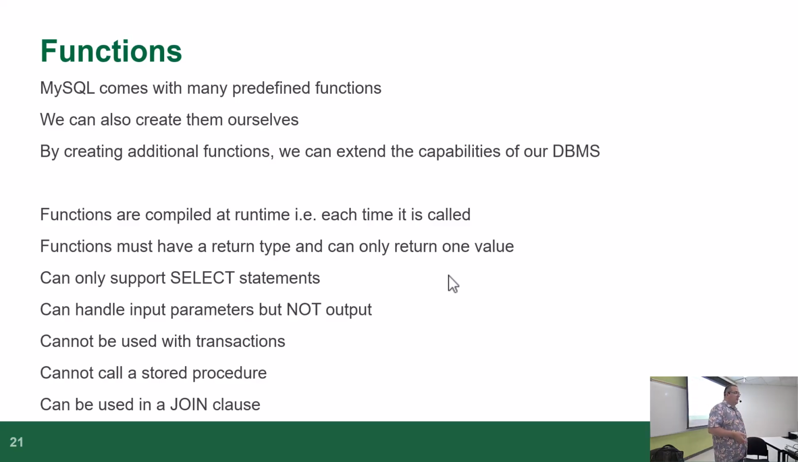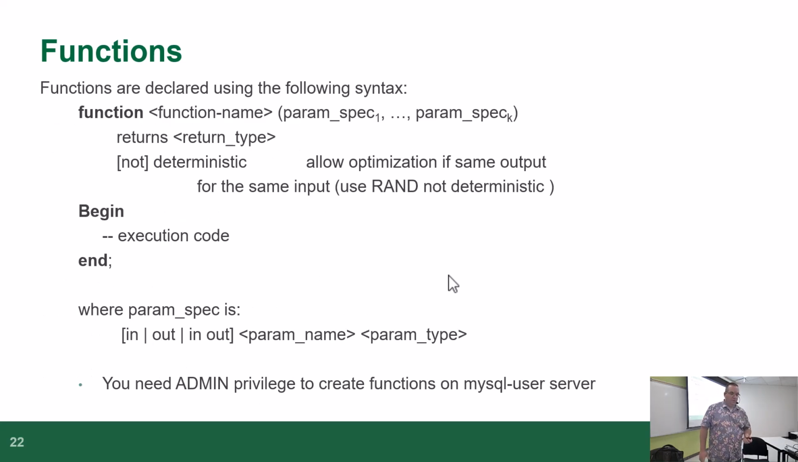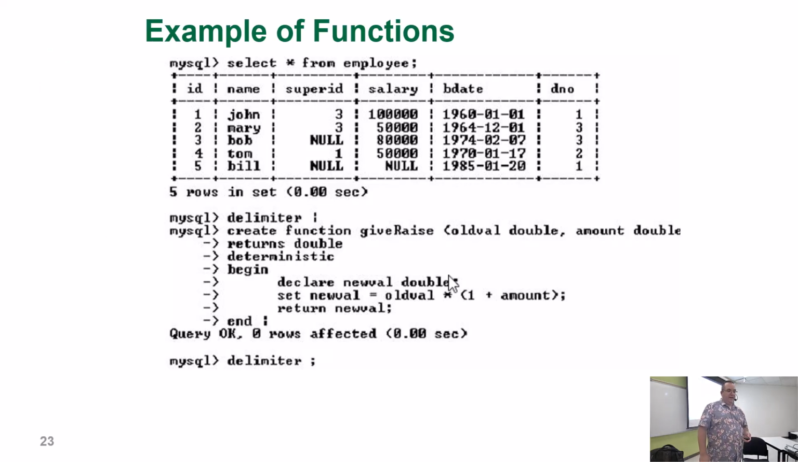It can only be used in select statements. You can't use it as a call. It has input parameters, but no output parameters. So you have input parameters and a single result coming out of the function, just like in Python. Depending on what you're doing, they can't be used in transactions. A function can't call a stored procedure, but joins are fine. And I'm actually just going to skip that so I can go straight to this.